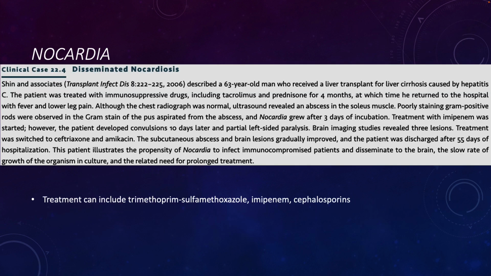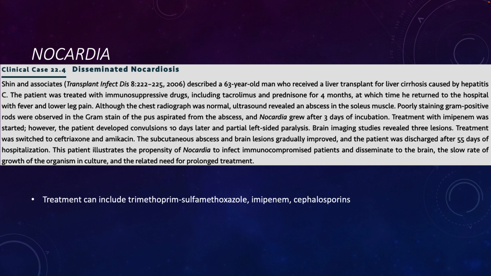With dissemination, here's a patient, a 63-year-old man who had received a liver transplant because he had cirrhosis caused by hepatitis C. Anytime you have a patient who has received any sort of organ transplant, they are immune compromised because those patients are going to be prescribed a heavy course of immunosuppressive drugs to keep them from rejecting the organ. So the patient has been treated with immunosuppressive drugs. This is, I guess, 4 months now after his liver transplant. He returned to the hospital with fever and lower leg pain. Chest x-ray was normal. Ultrasound revealed an abscess in the muscle. Poorly staining gram-positive rods were observed in the gram stain of the pus.